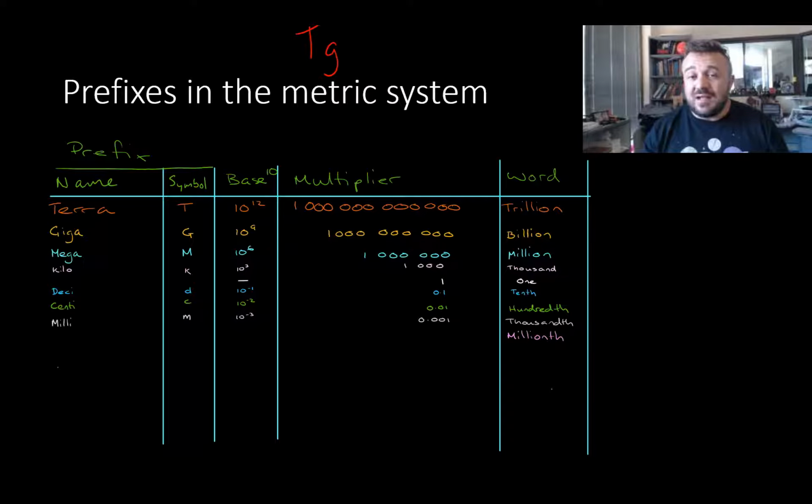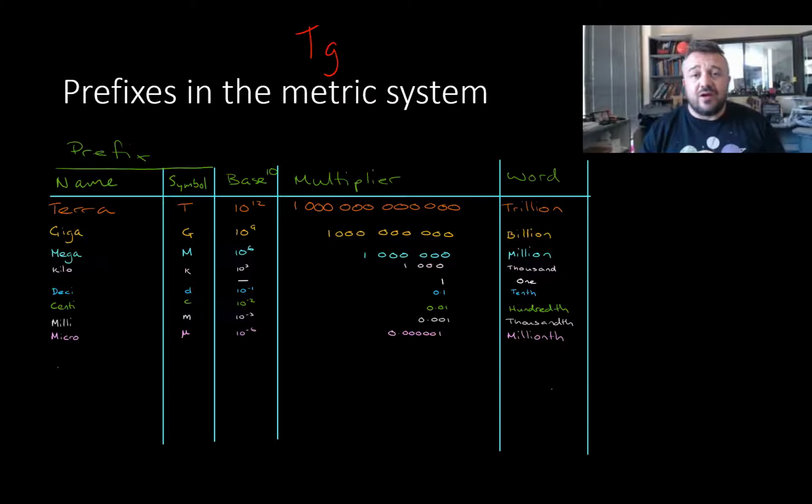Then we have the milli, which is the thousandth. That one's confusing. That confused me all through primary school, maybe high school, way too long. I found milli confusing. Milli is a thousandth. 0.001 is the multiplier. 10 to the negative 3 is the base. Lower case m, so little m meters is millimeters, and it's a thousandth of a meter.